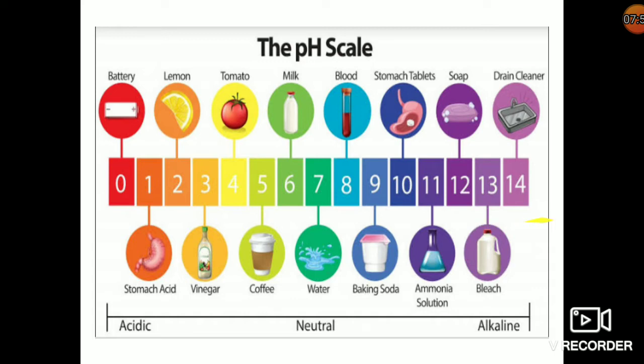and the stronger bases have higher pH value and stronger acids have lower pH value, and weak acid and weak base are towards the neutral value, that means it is nearby 7, less than 7 for the acid and more than 7 for the weaker bases.